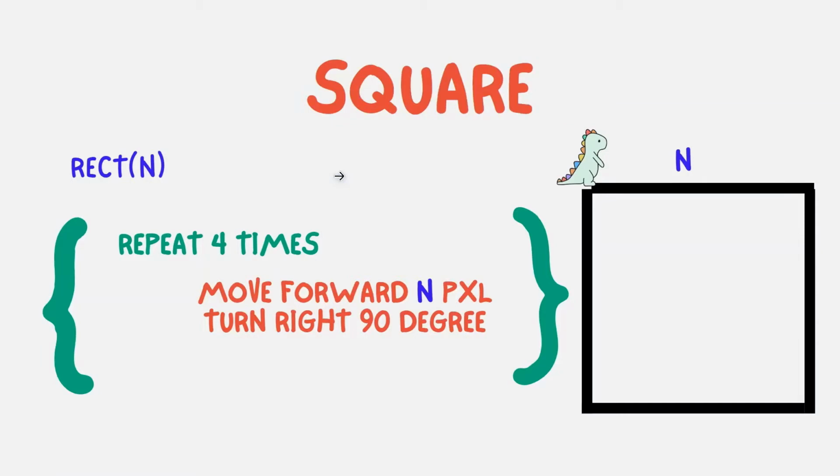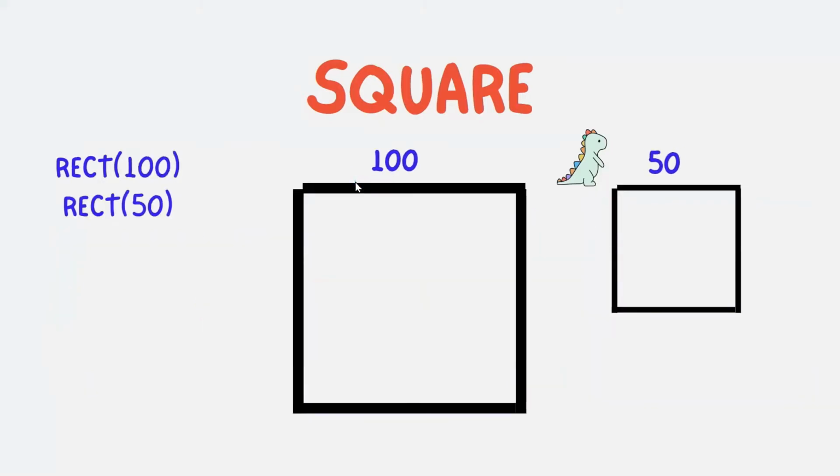When I have created a function with one single input parameter and I want to create 2 rectangles of different sizes, I just pass the size of the rectangle when calling the function. Calling the function means using that function definition. This is how we can call it: rectangle 100, rectangle 50. So that's all about functions.